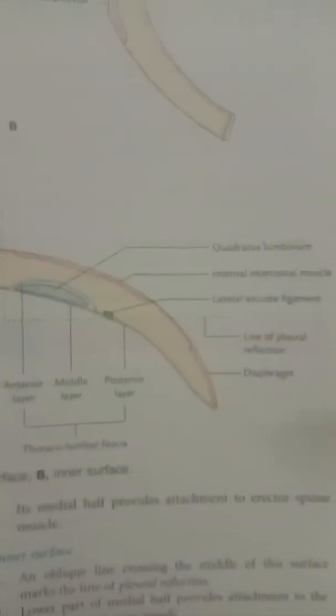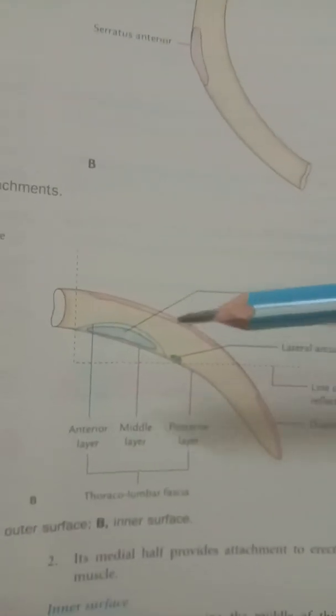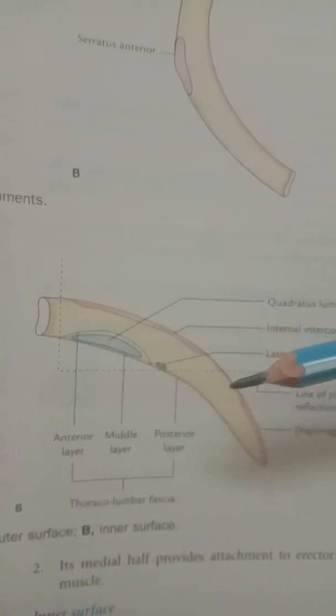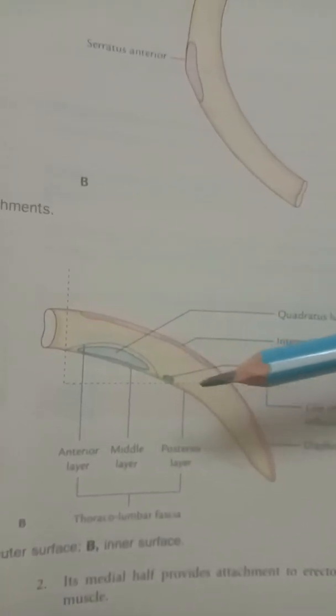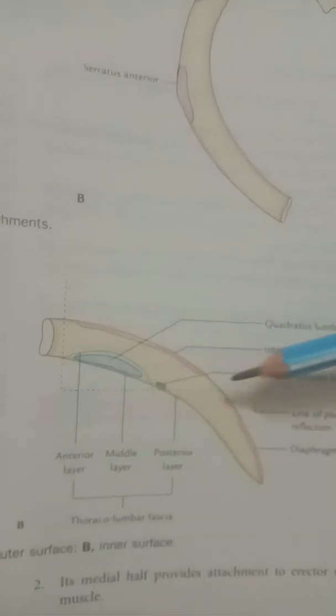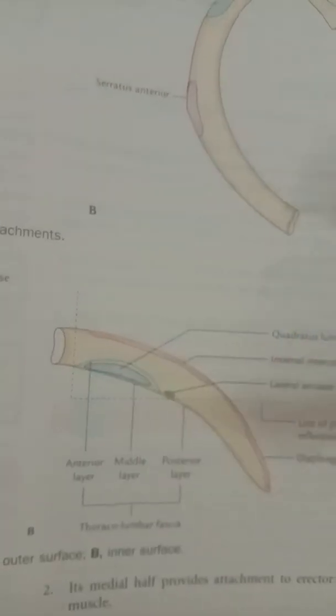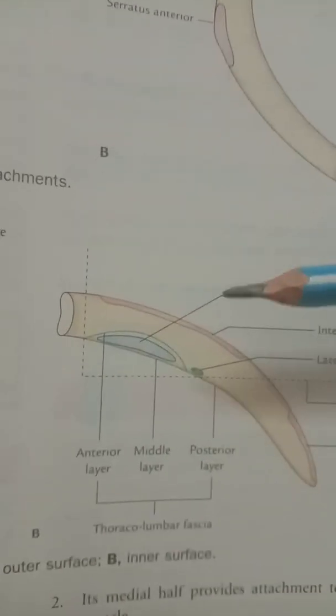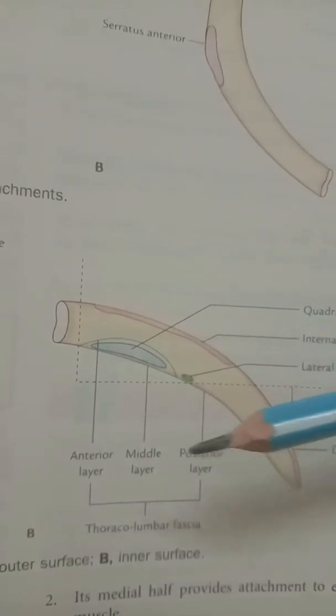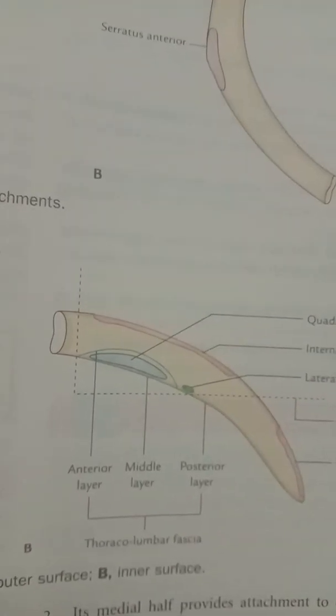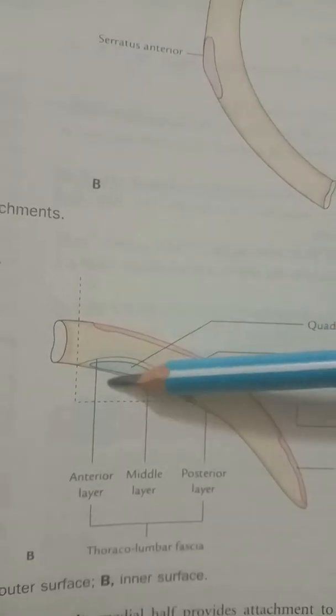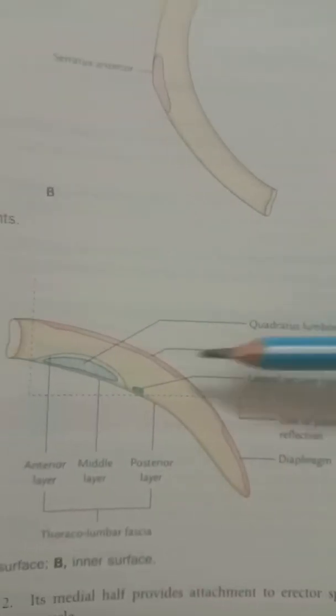Then the inner surface has an oblique line crossing the middle of this surface, marked by the pleural reflection. So this one. Then the lower part of the medial half provides the attachment of the quadratus lumborum. So here, this one is the quadratus lumborum.